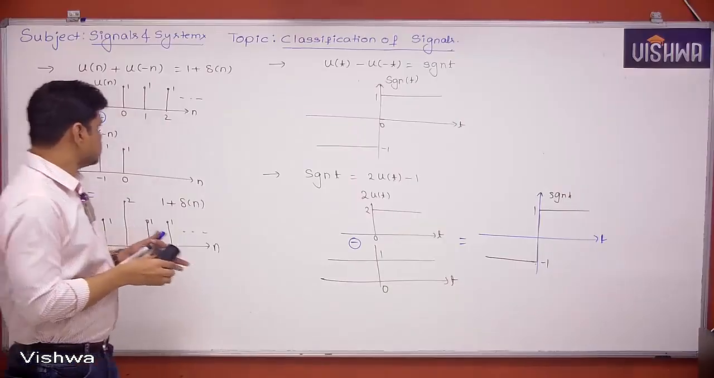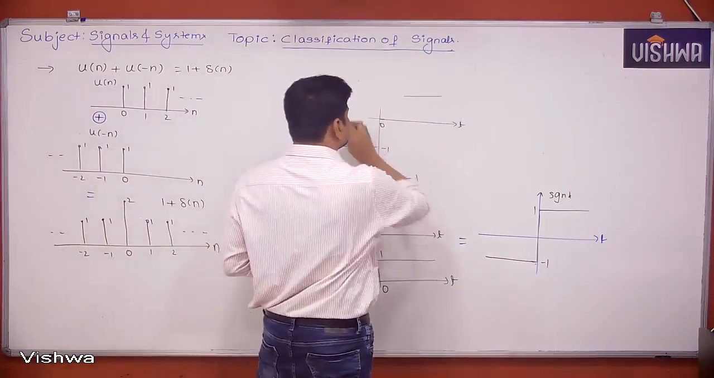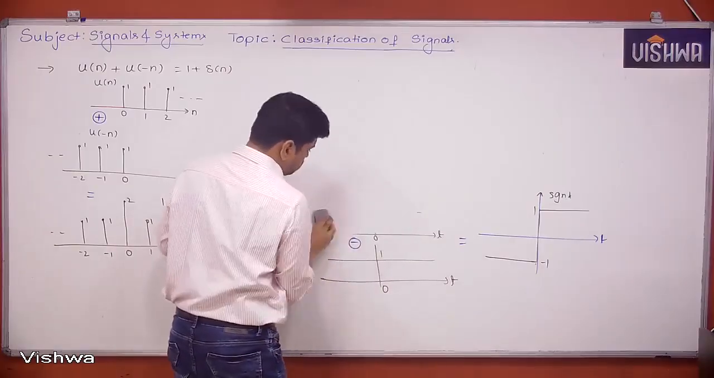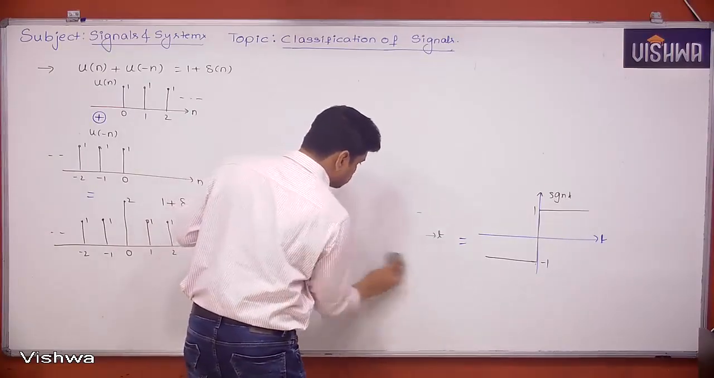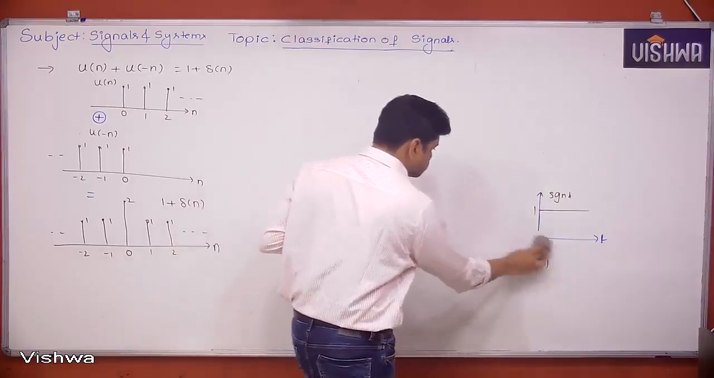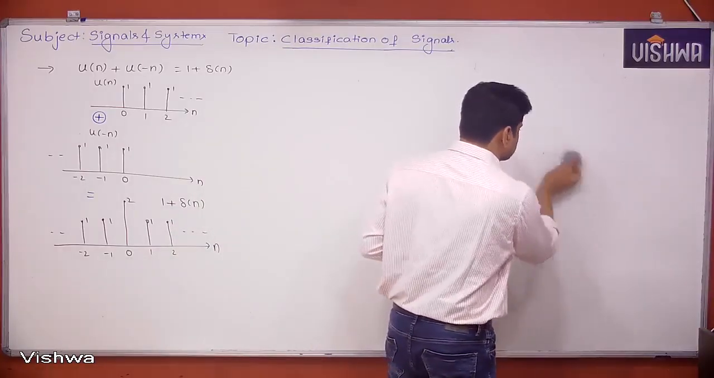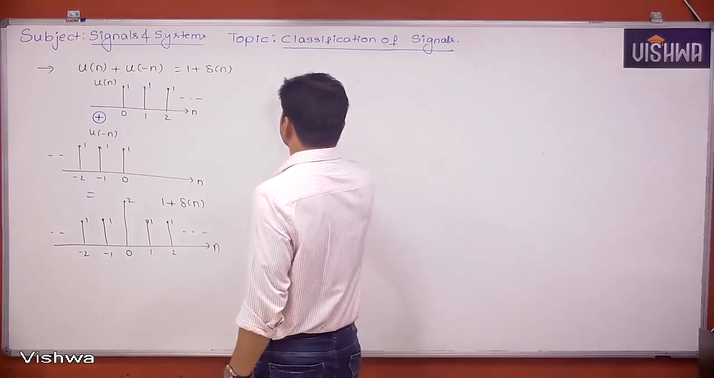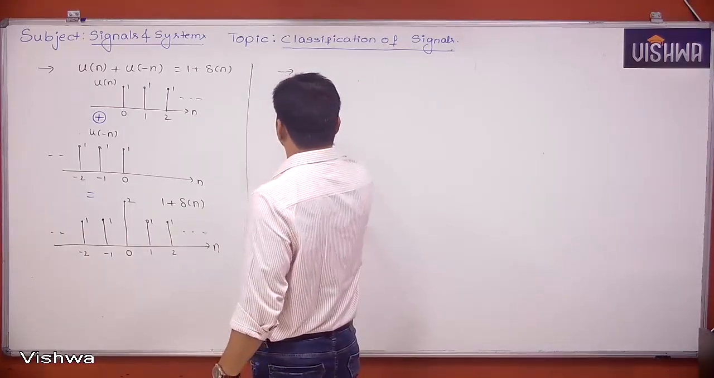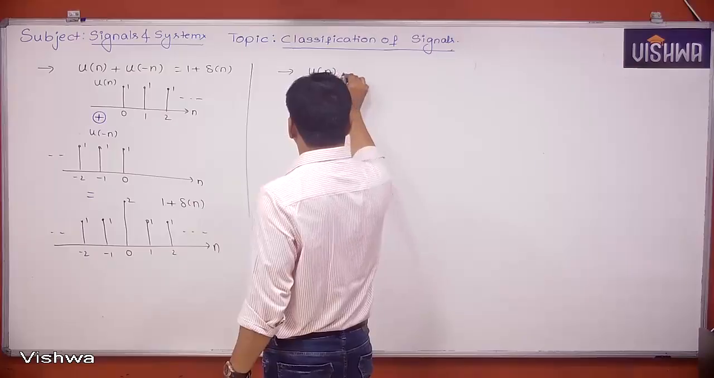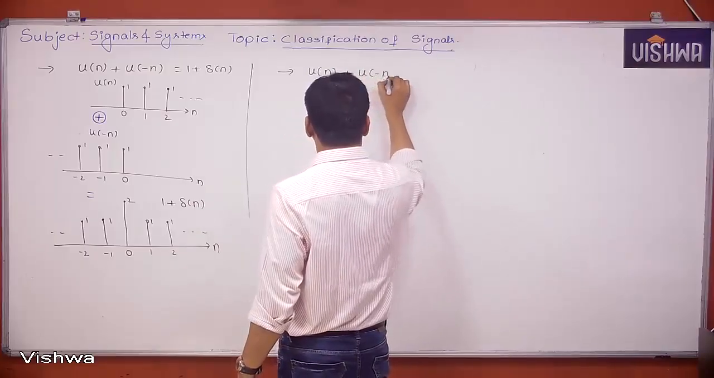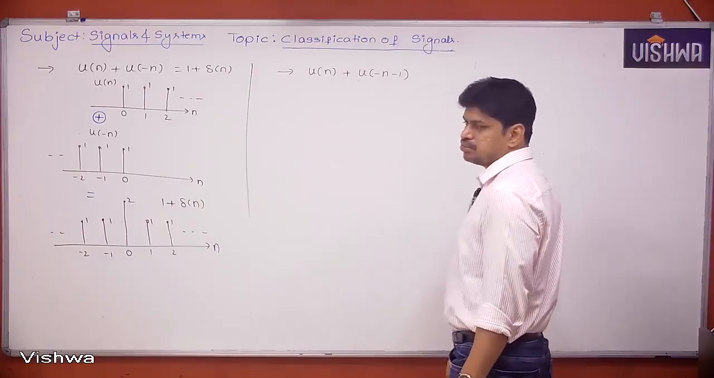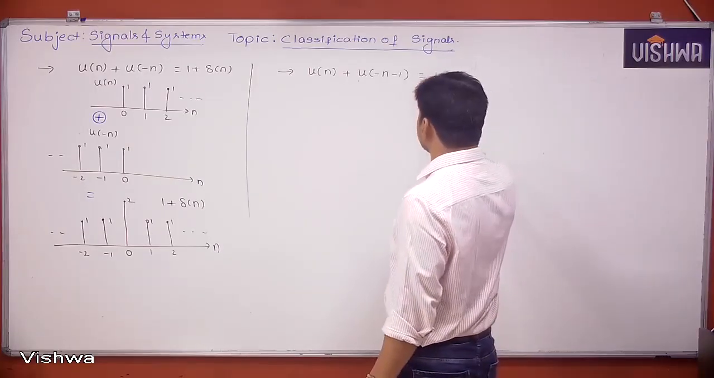Remember. But what if I take u of n plus u of minus n minus 1? This value is going to be 1. How, sir?